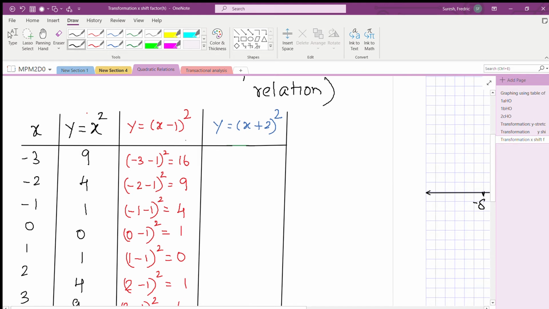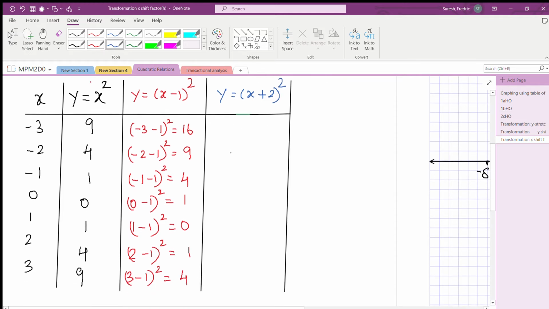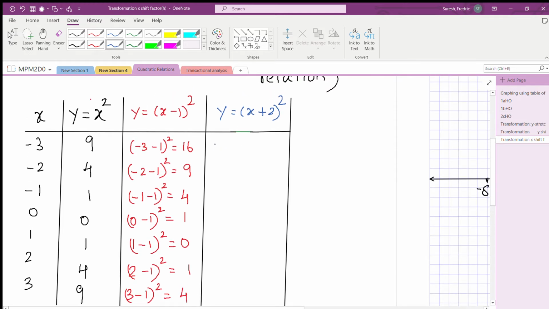Take a look at the equation. X minus 1. So when we take a 1 away from the x within the bracket, when we subtract, the graph moves to the right. Okay, so let's make a prediction here. It is an addition of 2. If the subtraction makes the graph move to the right, what do you think will happen if we add a 2 to the left? What kind of a transformation will happen? Just think about it for a second. In the meantime, let's plug in these numbers and see what happens. So here we have -3 plus 2 squared is a 1.